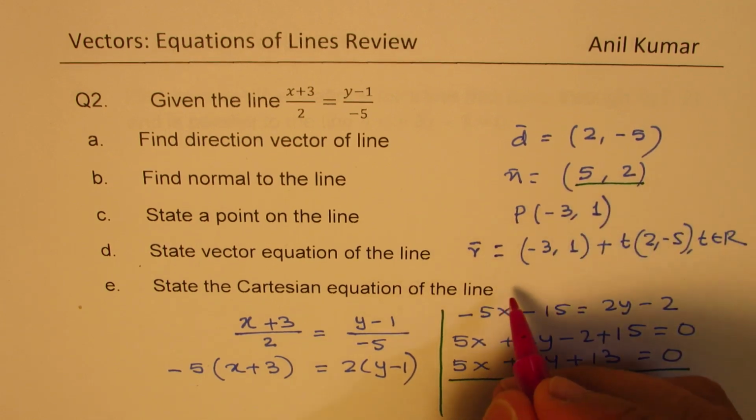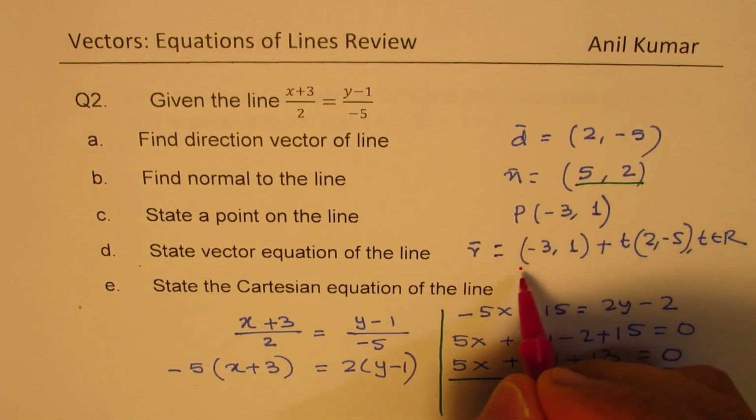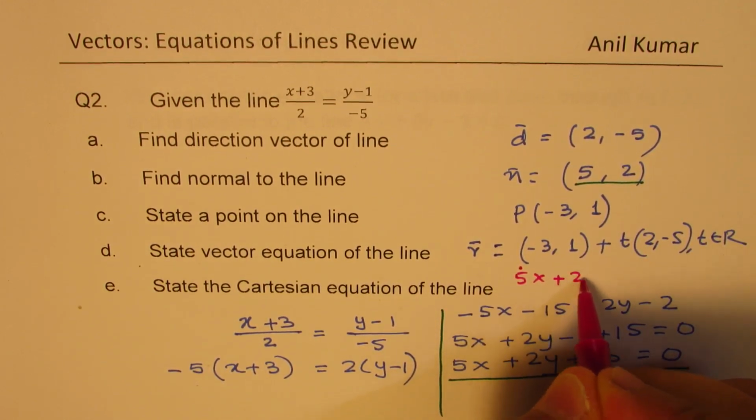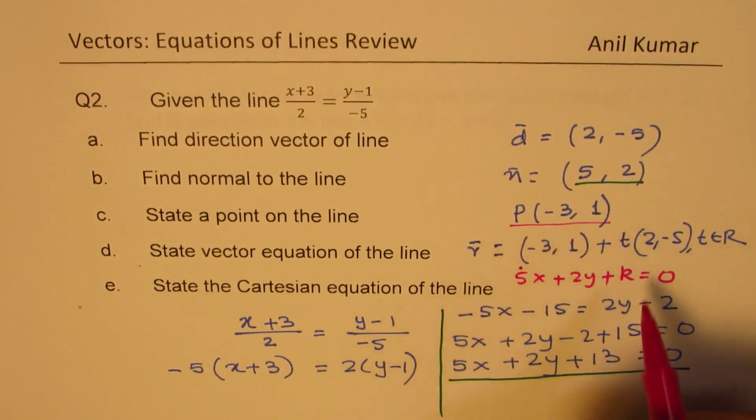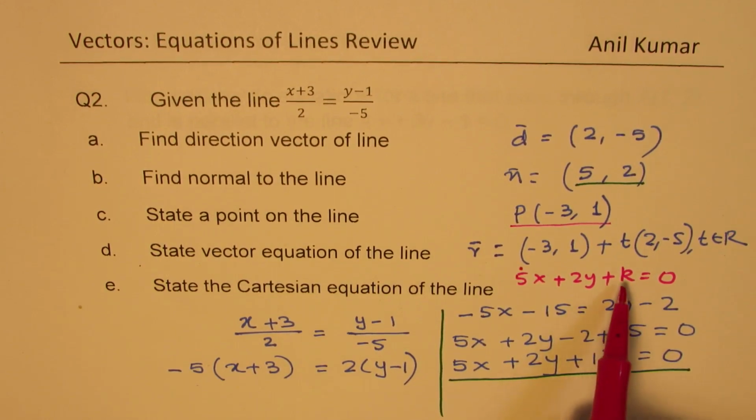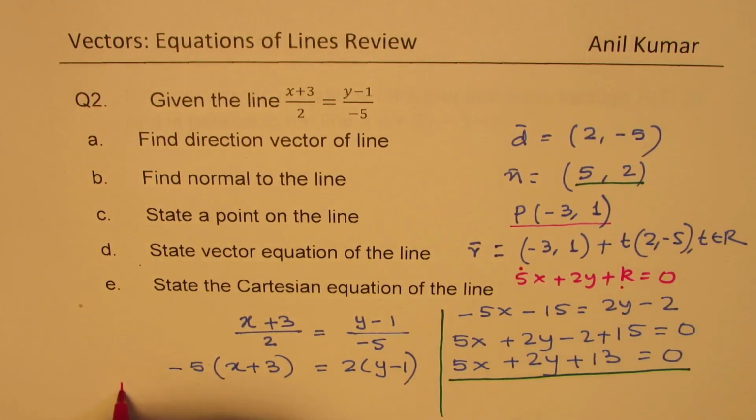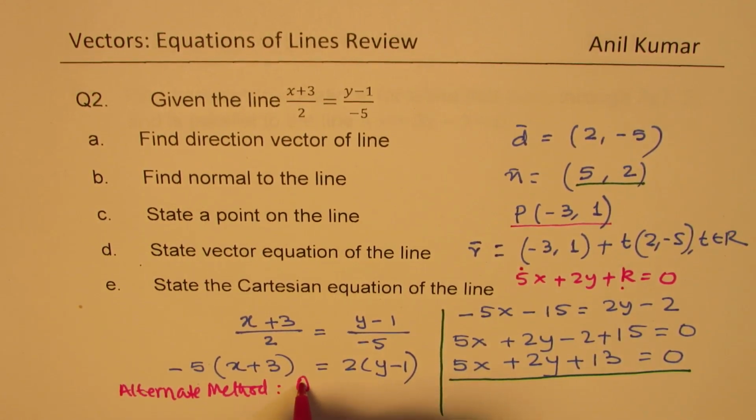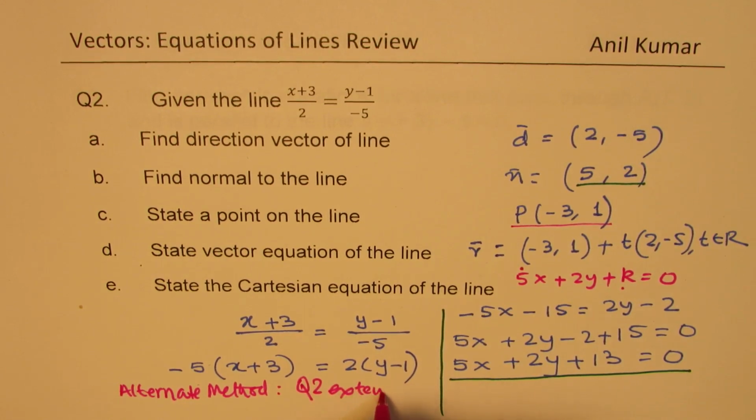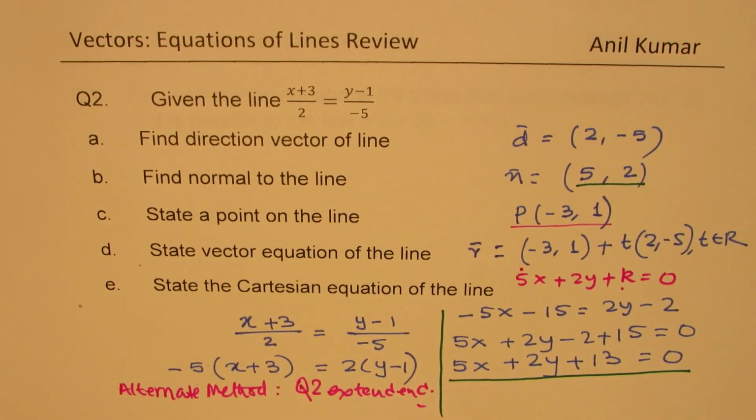So an alternate method could be, you could write this as 5x plus 2y plus some constant k equals 0, and then use the point to find the constant, right? Find k using the given point. So I'd like you to adopt method 2, the alternate method. That will be your question 2 extended. Is that okay? Fine. So let's move on and look into question number 3.